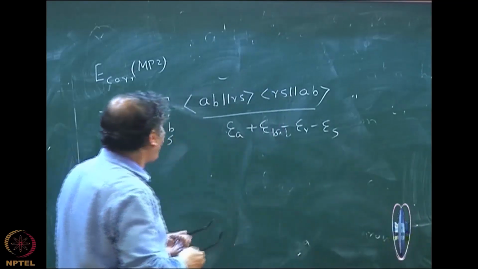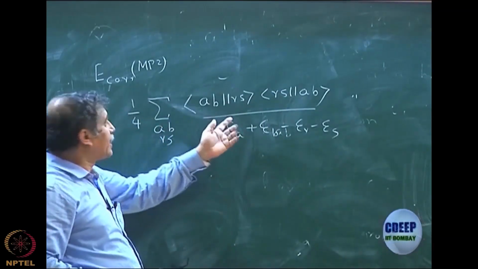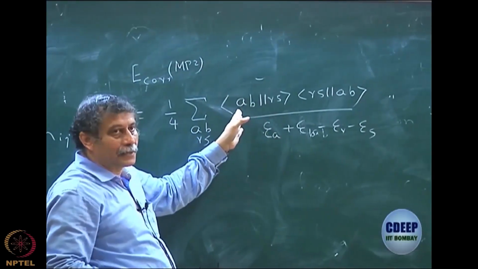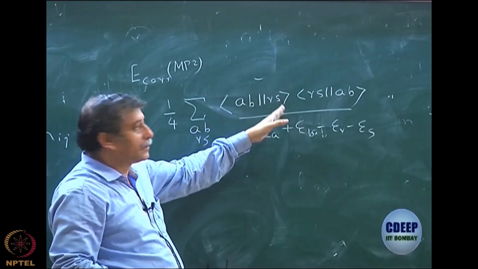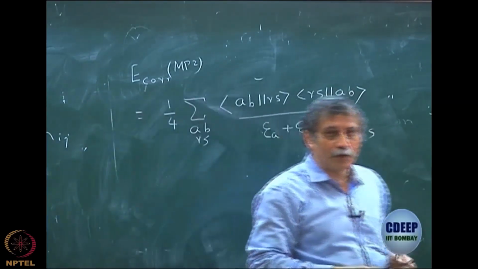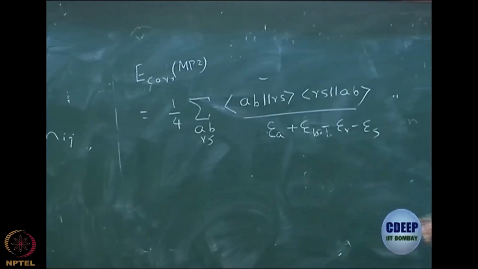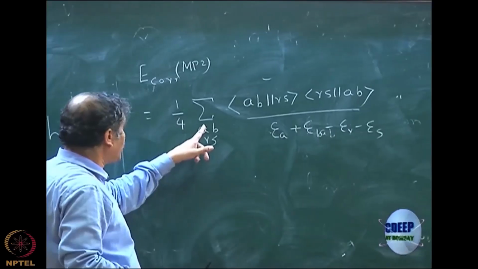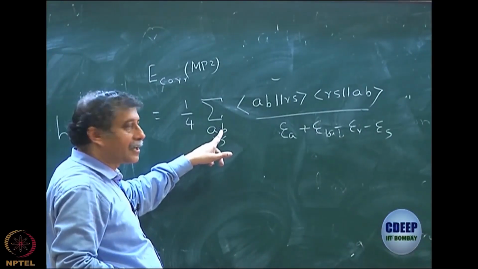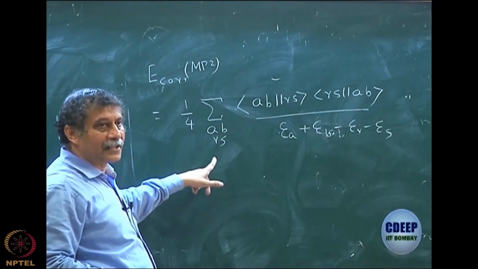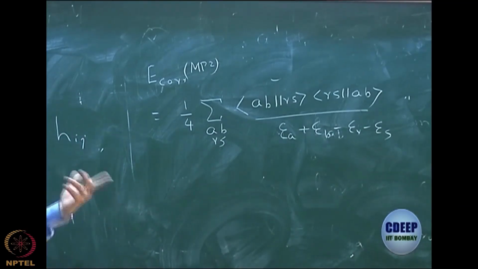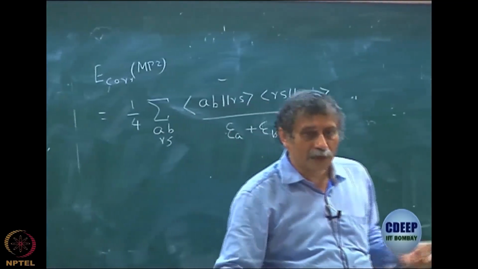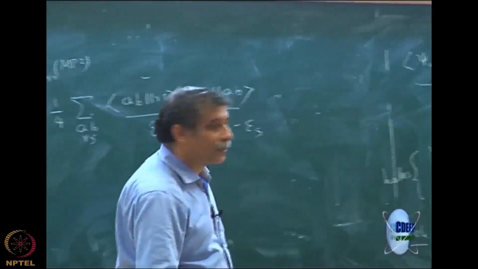I hope you remember why these two terms came. This actually came because of the Hamiltonian matrix element between the 2 electron doubly excited determinant and Hartree Fock, and the conjugate of that. So this was the actual matrix element, and this is the conjugate. And 1 by 4 came because originally the number of doubly excited configurations are actually A less than B, R less than S. Anyway, A cannot be equal to B, neither can R be equal to S because of the Pauli principle, and we are talking in terms of spin orbitals.